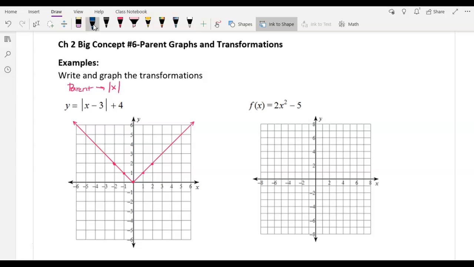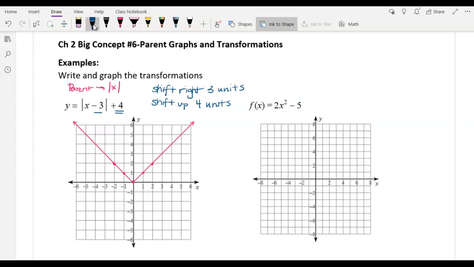So inside my absolute value, I have a minus 3. So that means I'm going to shift my graph to the right 3 units. And the 4 says I'm going to shift my graph up 4 units. So every point on my current absolute value function will go to the right 3 and up 4.